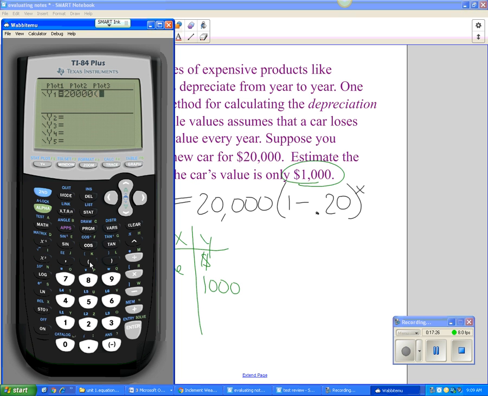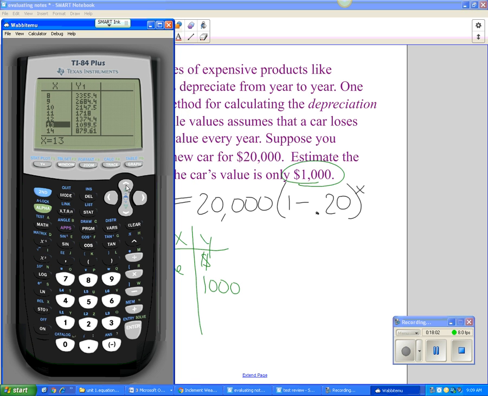20,000, 1 minus 0.20 to the x. What is 1 minus 0.20? Anybody do it in their head? This, what does this become? 0.80, good. Okay. And second graph, and estimate when the car's value is only 1,000. Okay. If you look, it's not exactly 1,000, but it's close. It's $1,000 at 13 what?